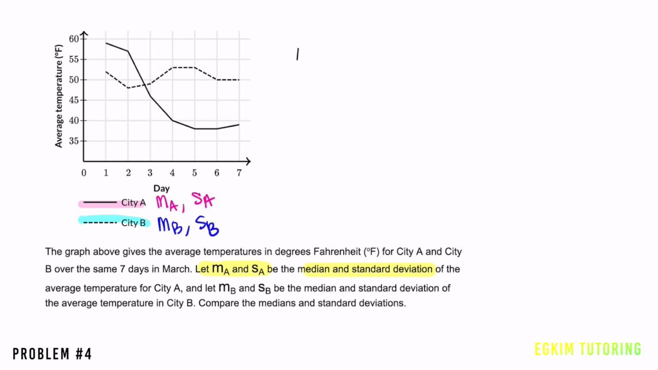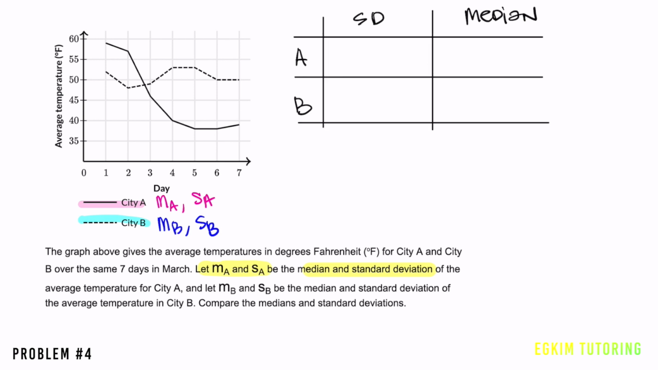Let's make a chart. So we have city A and we have city B, and we're going to look at their standard deviations and their medians. Let's start with standard deviation for city A. The temperature on the first day for city A is around 51 degrees.